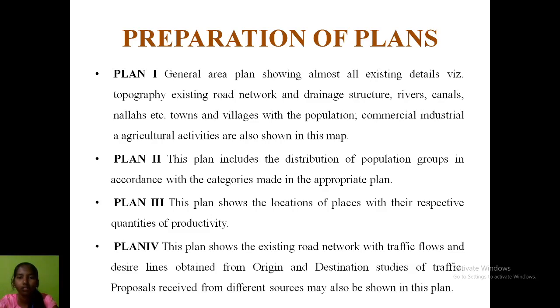This plan includes the distribution of population groups and categories shown in the appropriate plan. And the third plan shows the location of places with their respective quantities of productivity. And the fourth plan shows the traffic flows and existing road network in desire lines, often from origin and destination studies of traffic. These are the four types of plans in a planning survey.